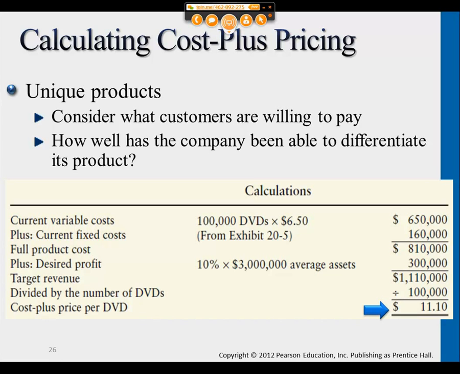So what is my target revenue? My target revenue is 1,110,000. I'll divide by the number of DVDs that I had ordered, 100,000, and I get $11.10. That's my cost-plus price. It's the price per DVD. So we're going from our cost, we add the profit, and that's how we find the price per DVD, per unit.